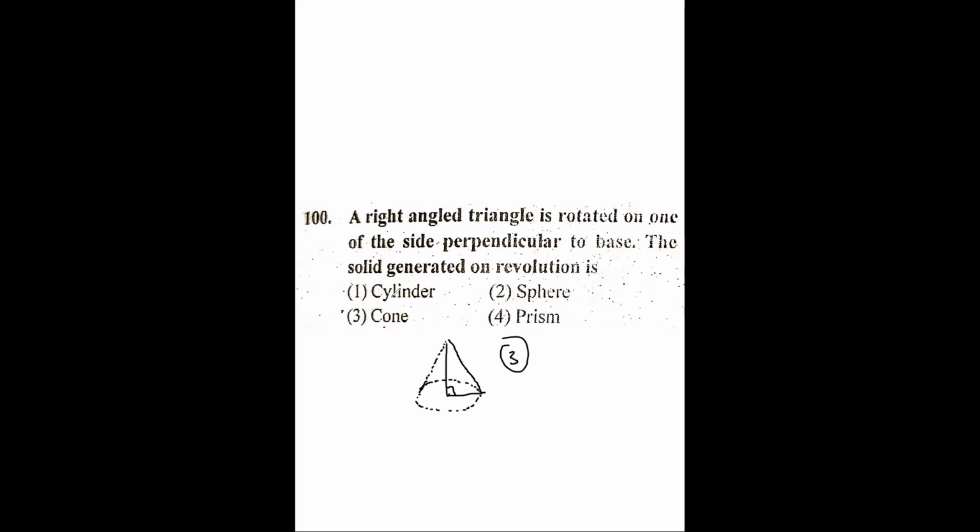Similarly, when you rotate a rectangle, you will get a cylinder. When you rotate a circle, you get a sphere. But prism, we can't say it. There are various types of prisms. So on rotating a right angled triangle, we get a cone.